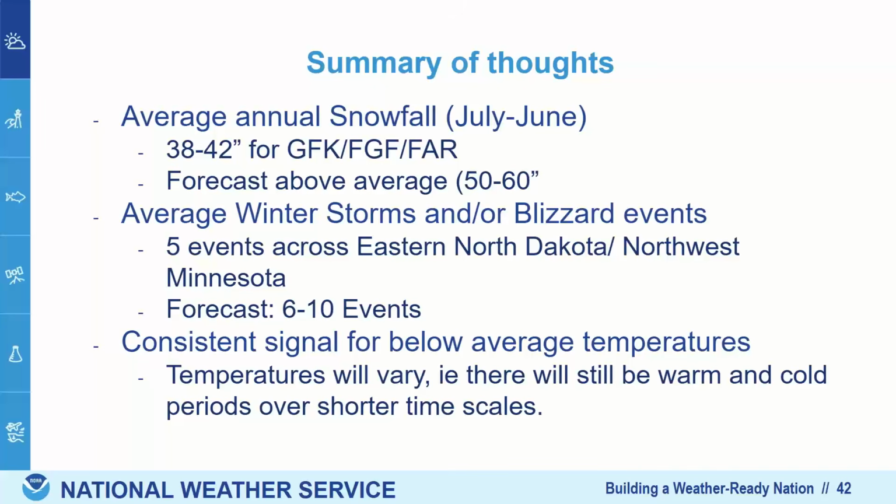Average number of winter storms and or blizzards, average is 5, we're forecasting 6 to 10 across the entire area. Again, not for a single point. And then we are seeing that consistent signal for below average temperatures. Temperatures are going to vary from day to day, week to week. There's still going to be warm and cold periods over shorter time scales. So it's not saying it's going to be -10 from December through February, but we are probably still going to have that week of 40 in January and that week of -30 wind chills in December and January.